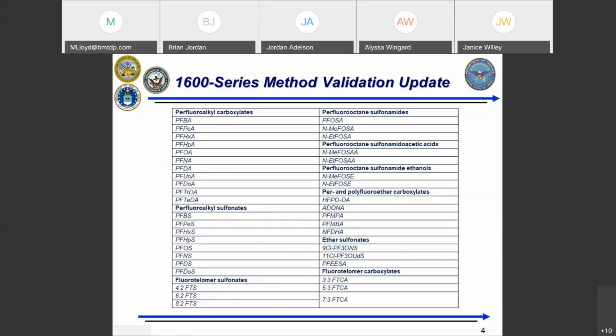Here's the analyte list included in the validation studies. It includes all analytes included in EPA 537.1 and 533 and SW846 method 8327, as well as a few extra analytes thrown in for good measure. Most likely, the draft method will include media-specific analyte lists, as all analytes do not perform the same in all media.